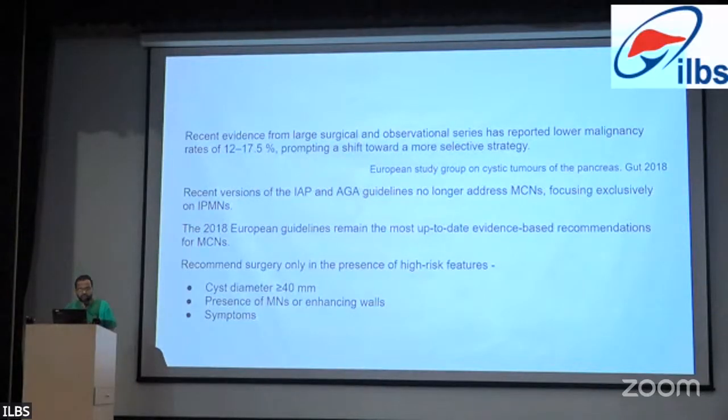The 2018 European guidelines are the latest with regards to MCN and how to manage them. They recommend surgery only in the presence of high-risk features like cyst size more than 4 centimeters, presence of mural nodules or enhancing walls, and if the patient is symptomatic from the lesion.